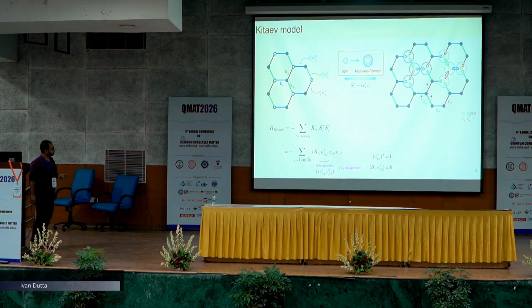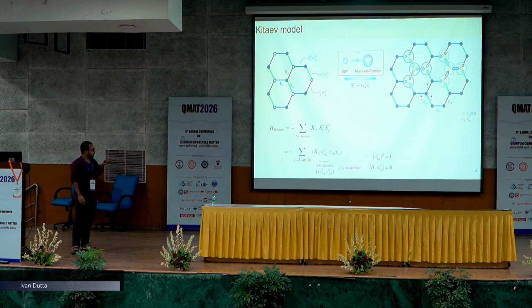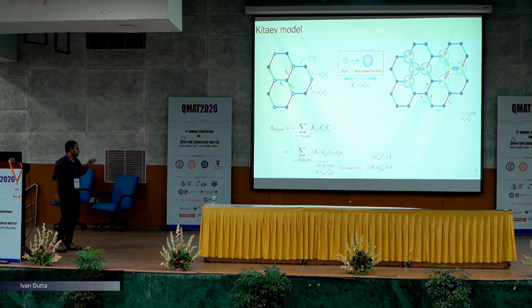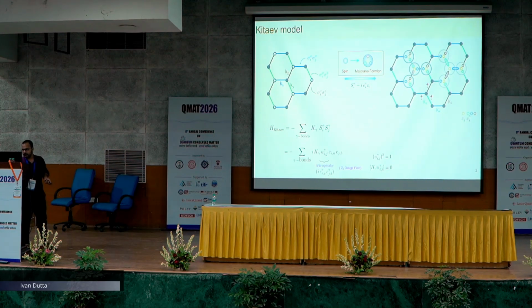Which kind of operator is it? You can see that u squared equals 1, that means along each and every link the u can take only 2 values, plus and minus 1. This is called a link operator, and this also commutes with the Hamiltonian, that means it is a conserved quantity. So this we call the Z2 gauge field.